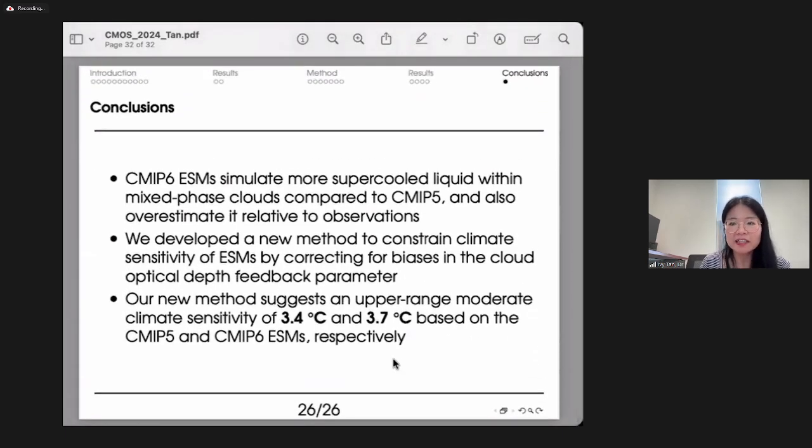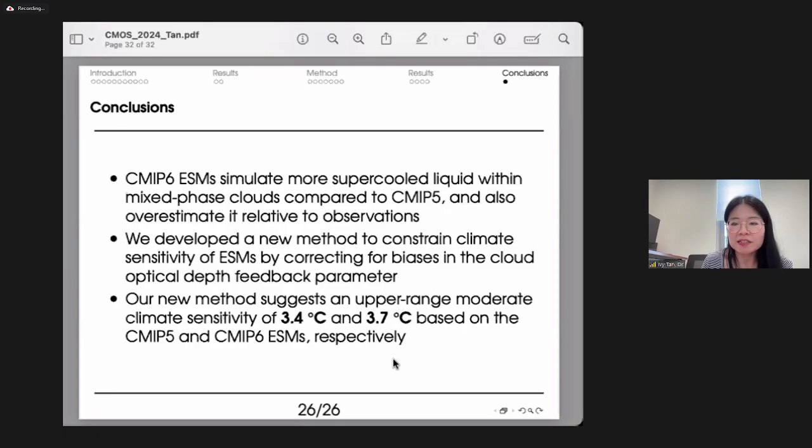So to conclude, I have 3 take-home messages from my talk today. The first is that the CMIP6 Earth system models produce a greater fraction of supercooled liquid in their mixed phase clouds relative to CMIP5 Earth system models. And also the CMIP6 models, however, are unfortunately unrealistically high. They produce too much liquid in their mixed phase clouds compared to the actual observations by satellite instruments.